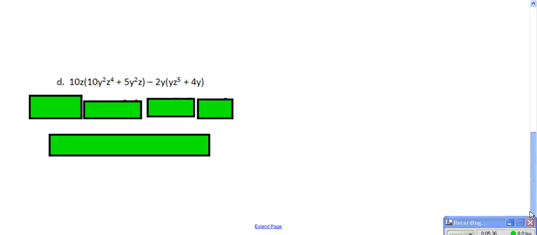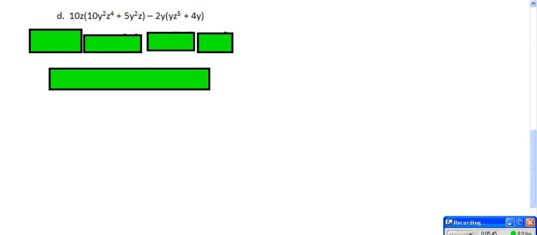On to our last example, example D. Same scenario as example C. I'd like you to go ahead and work through example D on your own. Give you some time. Go ahead and pause the video now and work through example D, and then we'll come back and work through it together to make sure we're on the same page.